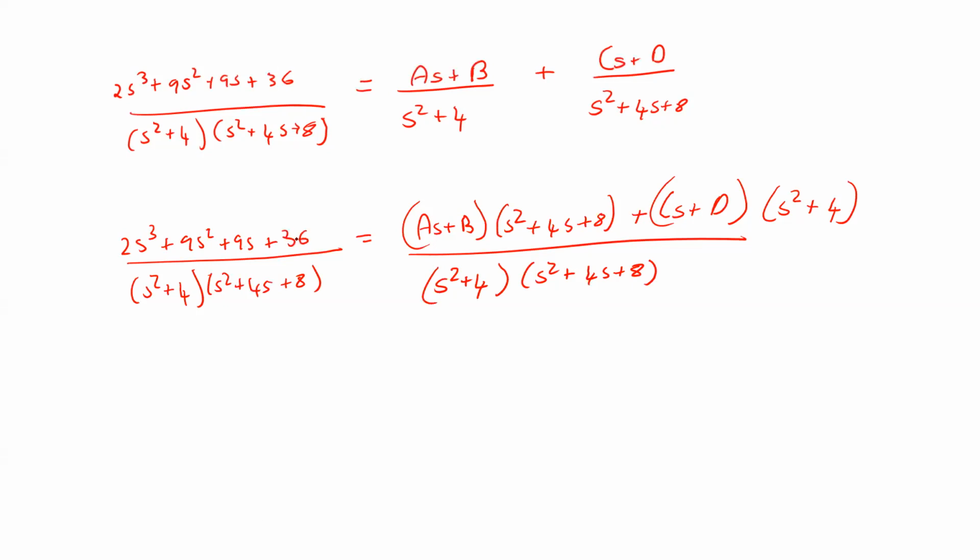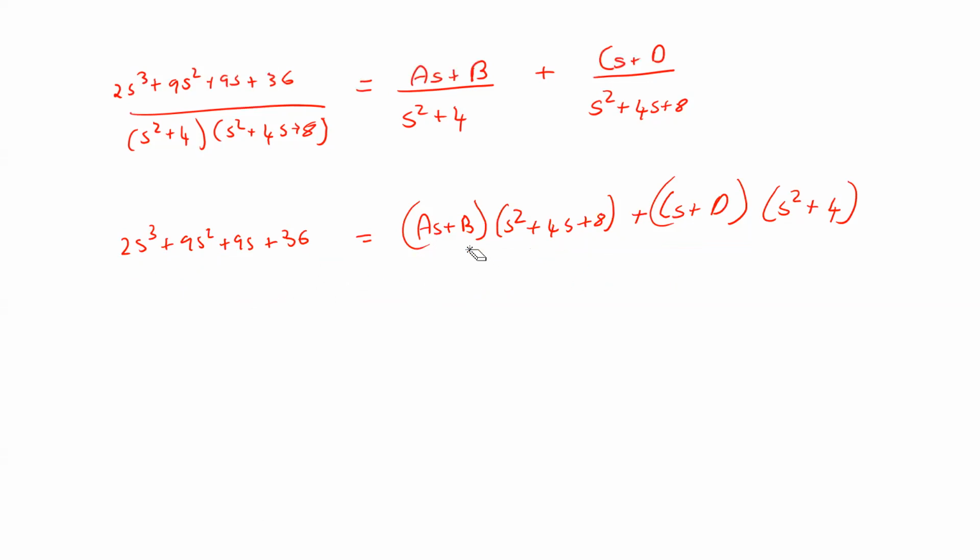Now, as I said, the denominators are equal, so the numerators have to be equal. So I will just equate the numerators. Now what we have to do is multiply these terms out.